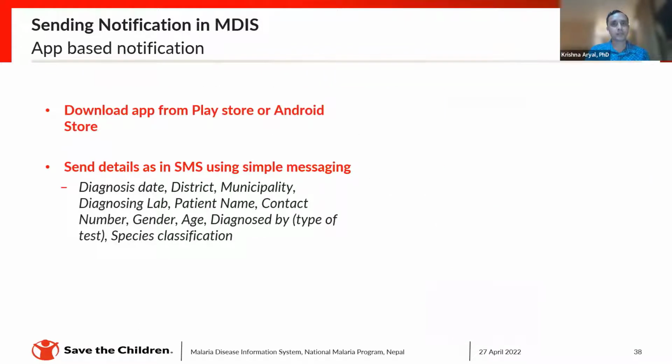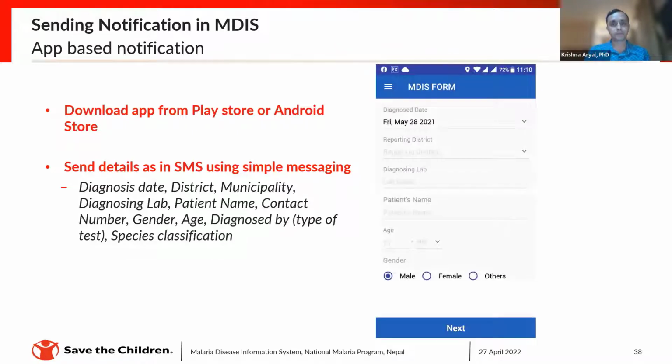This describes basically the same thing, about how the cases are notified using the app. And once the app is installed, we can also send the details as an SMS by using simple messaging, using the app in this case. Next slide, please. Next one, please.